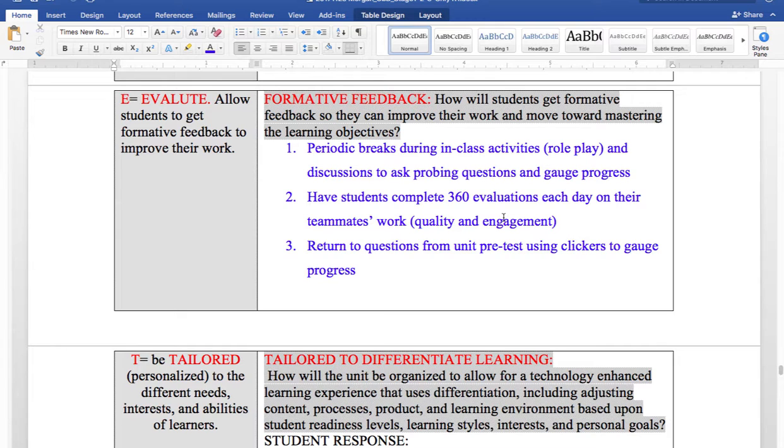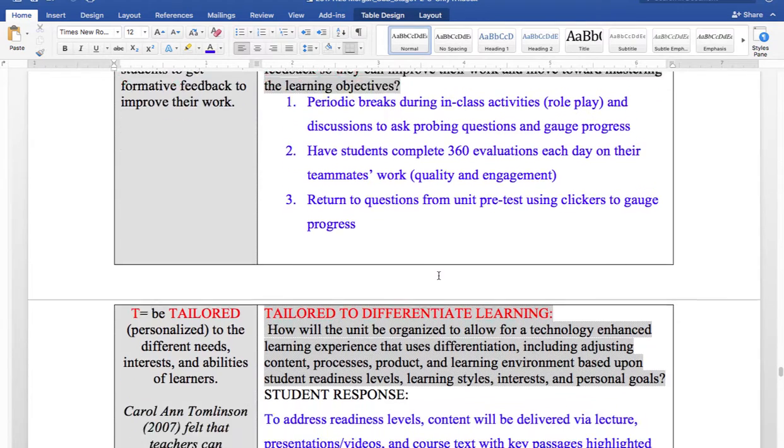And then another way to do that would be to return to the questions from the pre-test that we did at the very beginning of the course, and have students use their clickers, their handheld voting devices, to answer the same questions and see if any progress has been made.